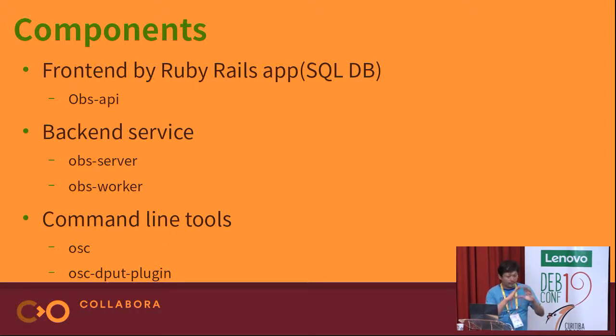And also the web front end is the only one that requires the SQL DB, and that's called the OBS API, which is a Ruby on Rails app. So only this one. And then we also have the command line tools. The command line tools are the OSC package and also the OSC dput plugin.